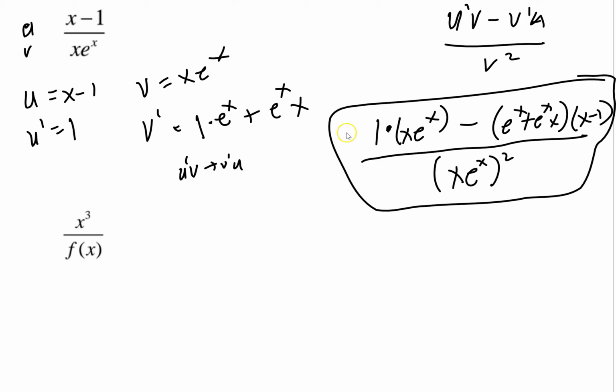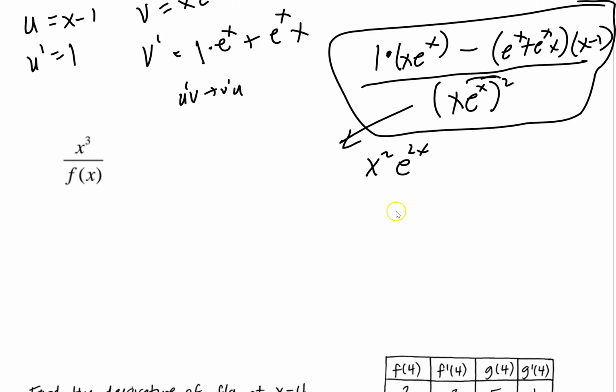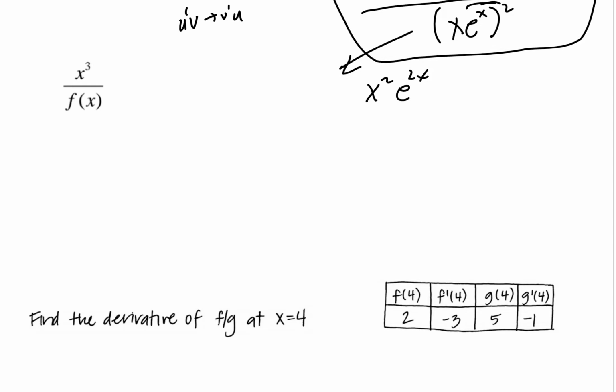As a little review though, let me simplify the bottom to show you in case you were wondering. Right, that squared goes to both of them. If you simplify the bottom, you would get x squared e to the 2x. That's the way we write that. Right, e to the x squared is e to the 2x. Okay, so again, let's do a few more.